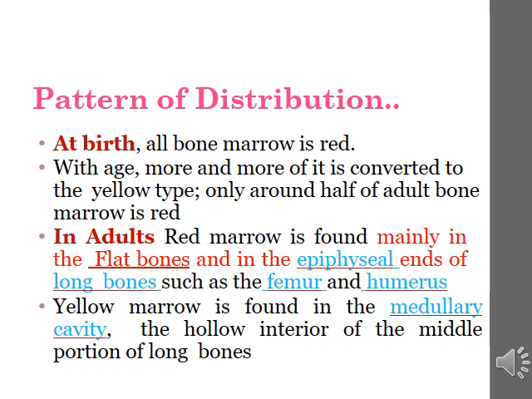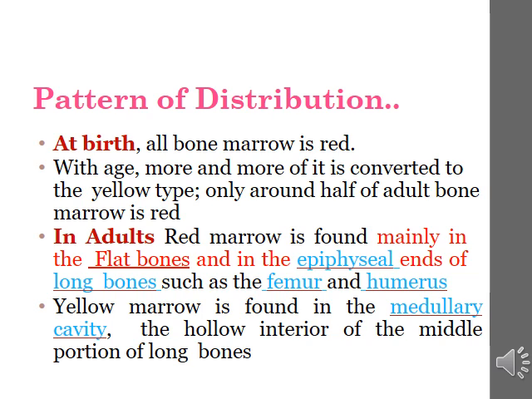Then with the passage of time, when a person reaches adulthood, the yellow portion is also present. In adults, red marrow is found mainly in the flat bones and in the epiphyseal end of the long bones. If you know the anatomy of the long bone, there is a portion called the epiphyseal end, like in the femur and humerus.